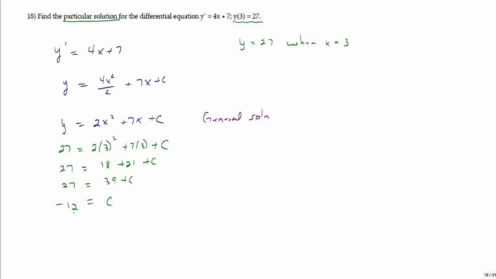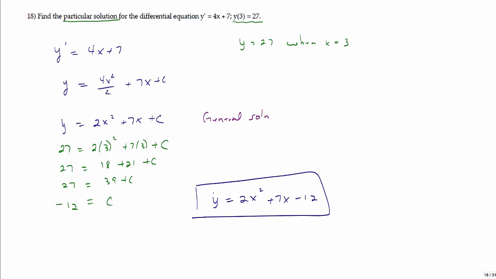Okay. So that means my particular solution is going to be y equals 2x squared plus 7x, and now that I know what c is, minus 12. And that's my particular solution.